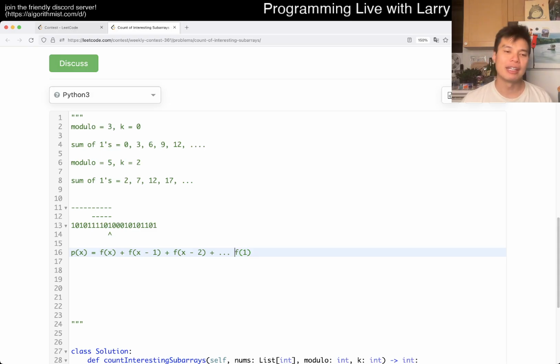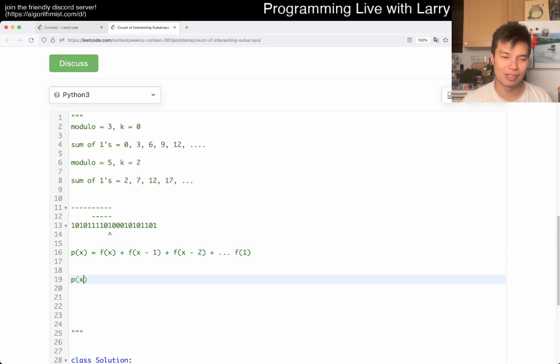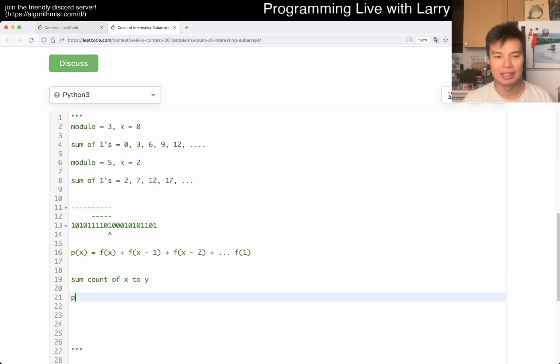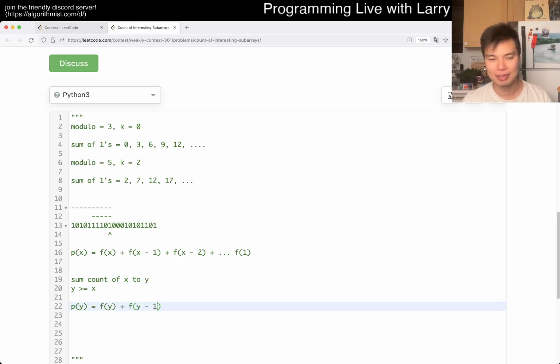And so if you want to get the count, or the sum of counts, from x to y, then all you have to do is get p of y, which is going to look something like this, and let's say y is greater than or equal to x, if you want to be precise, plus f plus, well, plus x. Or we can even write it out a little bit more.